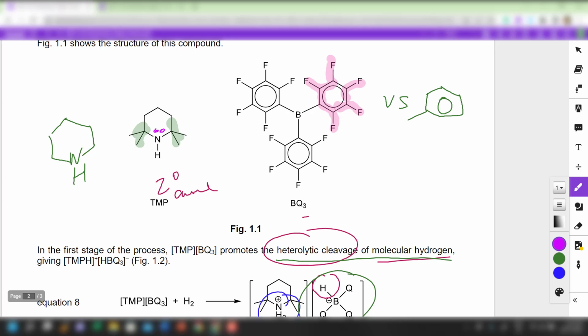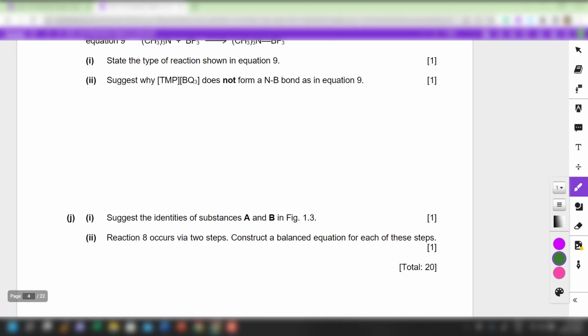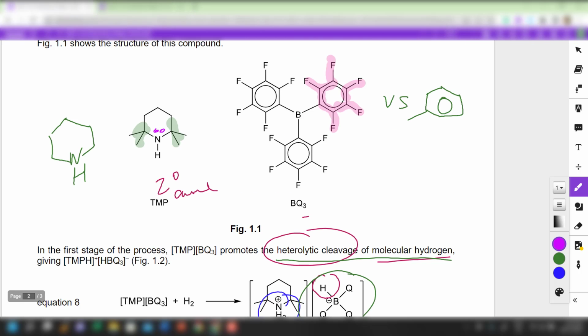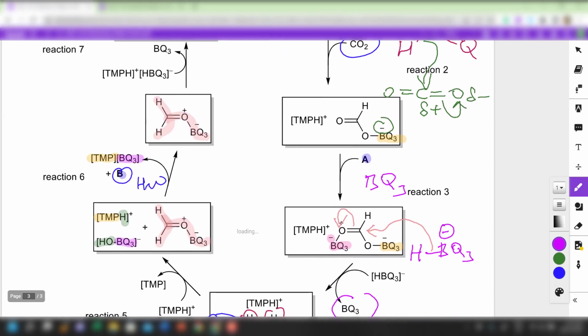pentafluorophenyl groups as well. The pentafluorophenyl group is not likely to allow the structure to retain as a flat structure. Okay, it's likely to be kind of tilted, like the blade of a fan, you know, like it's having some 3-dimensional shape. It's not a perfectly flat surface. Okay, yep. So that explains part 2. And then of course for J1, I then suggest the identities of substance A and B. We have already identified them. Okay, so A is BQ3, B is H2O.